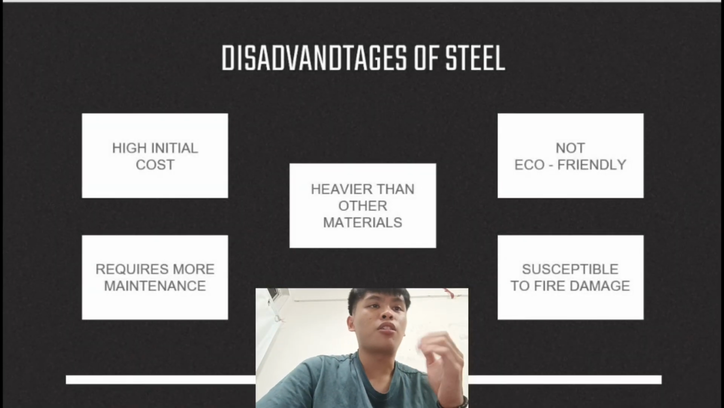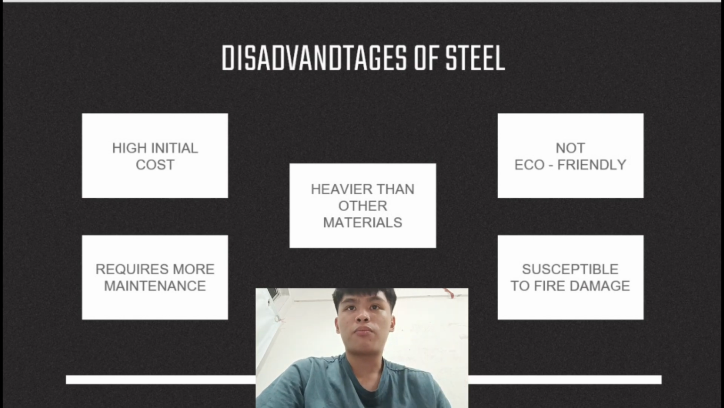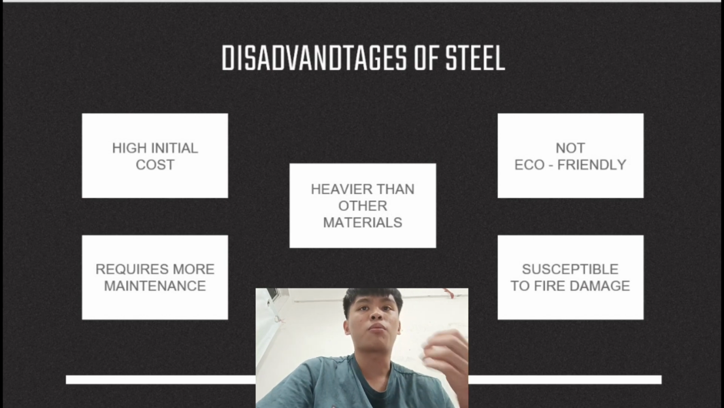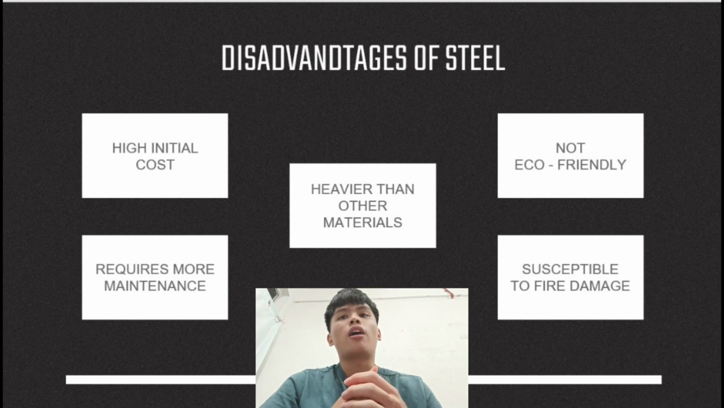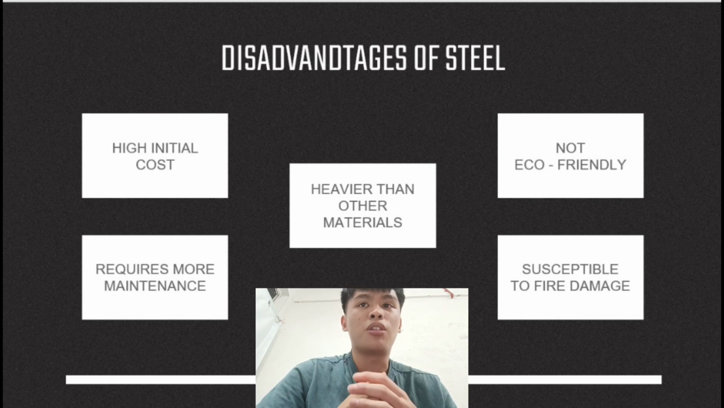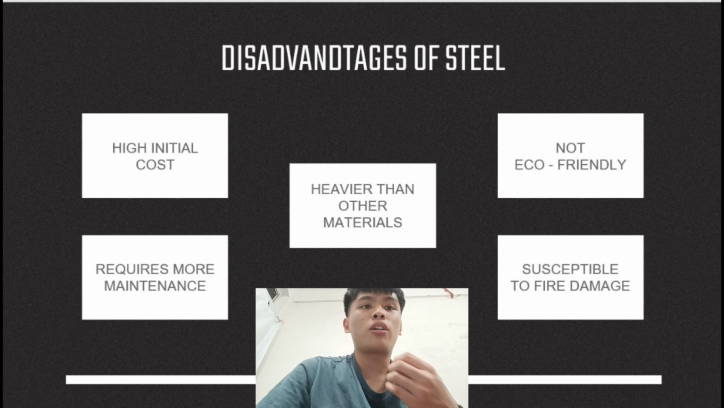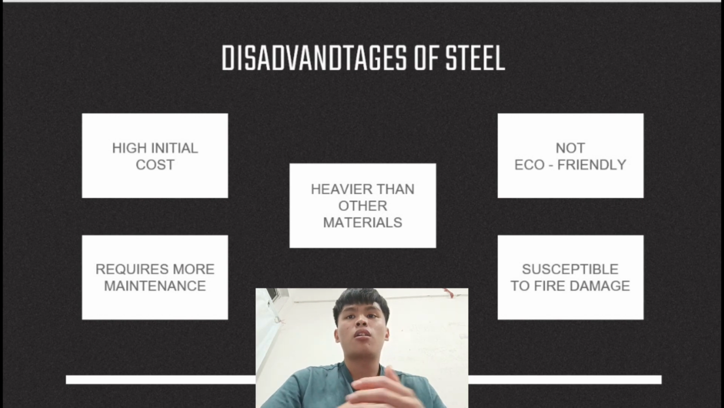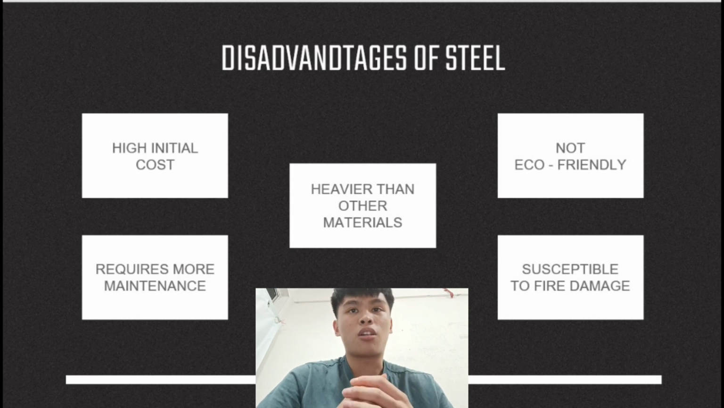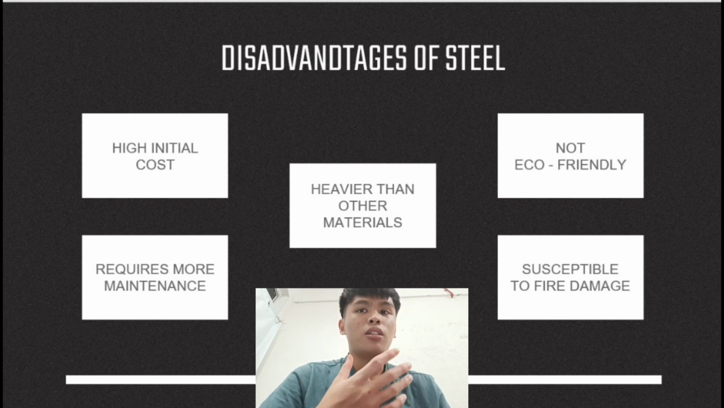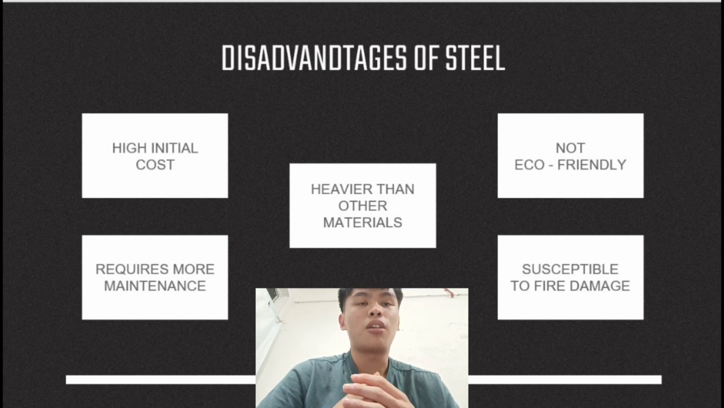The disadvantages of steel. First, high initial costs, because steel is typically more expensive than other construction materials such as concrete or wood. As a result, constructing a building with steel can be quite costly. Secondly, it requires more maintenance because steel is susceptible to rust and corrosion, and as a result must be regularly inspected and repaired to prevent structural damage.